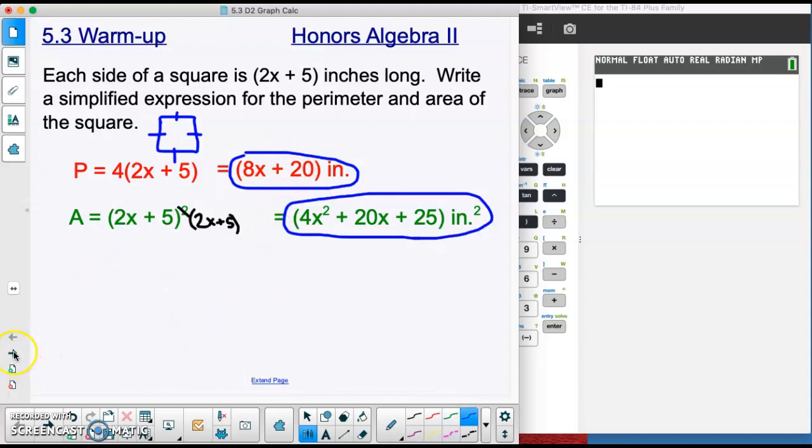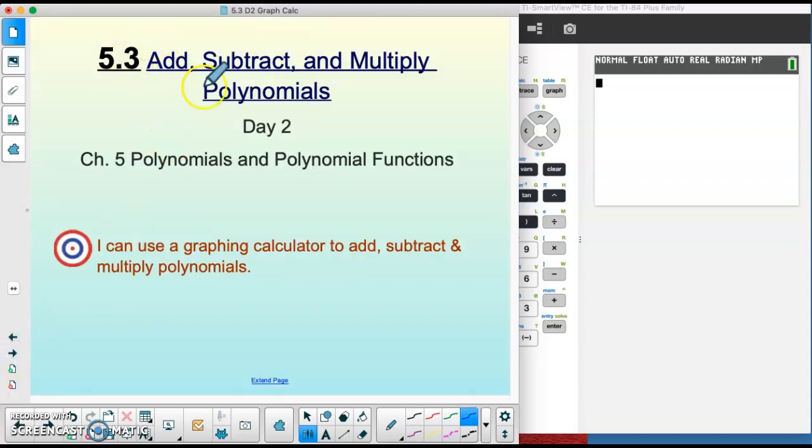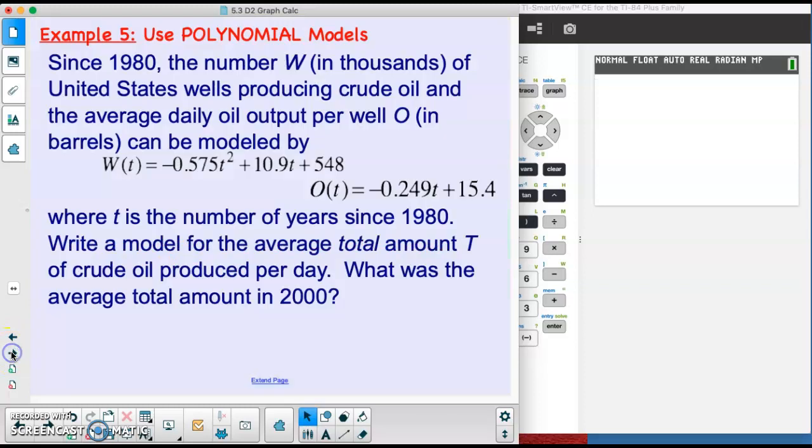All right, let's see what else we got. Here's today's lesson: add, subtract, and multiply polynomials, our second day of this. But notice here we're going to use a graphing calculator to add, subtract, and multiply polynomials. So let's look at an example.